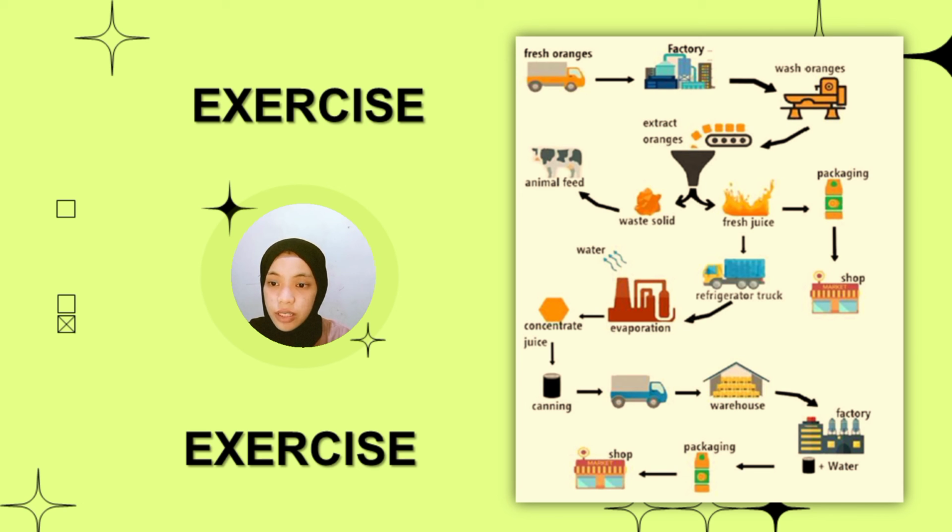Following this, the concentrated juice is scanned and then transferred to a warehouse. Before packaging, water is added to each can. The entire orange juice producing process concludes after orange juice boxes are delivered to supermarkets.